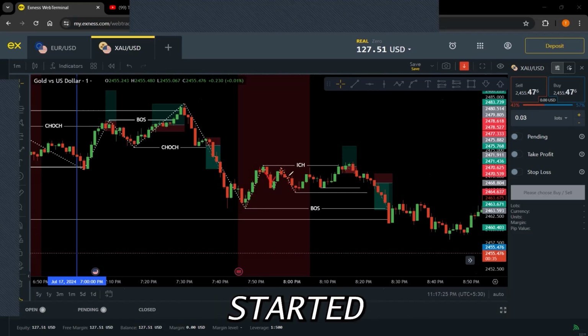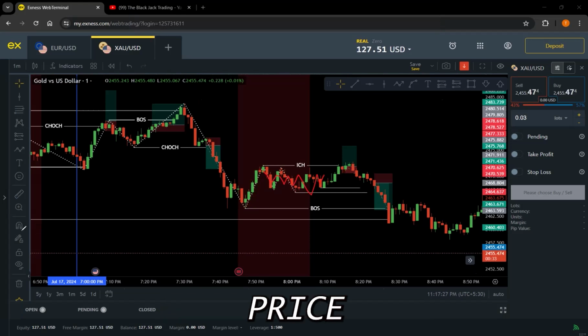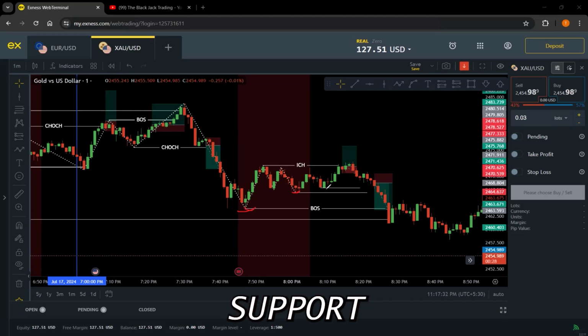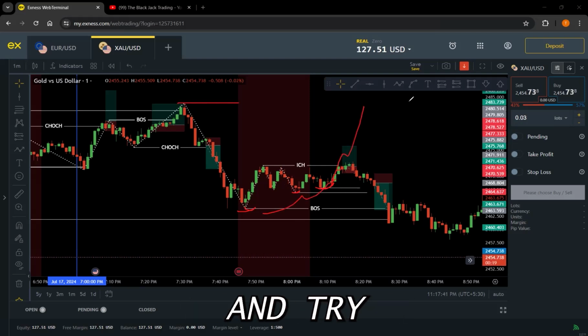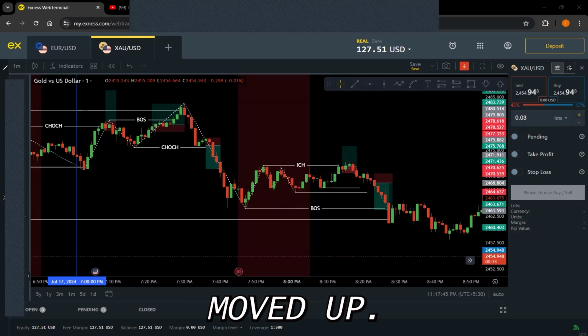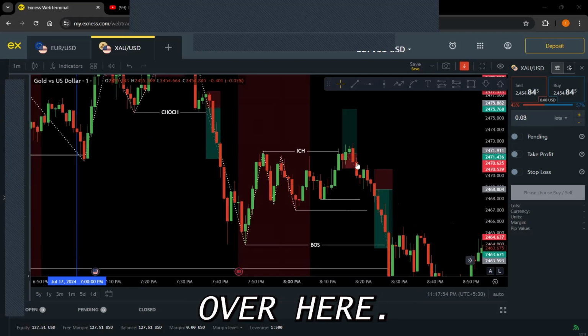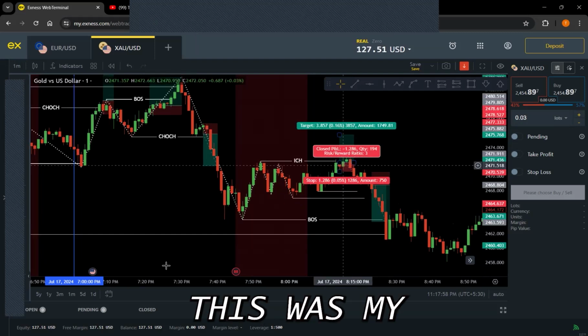But then the price suddenly started consolidating, and in this consolidation, the price was creating a series of higher highs. First the price created a support over here, then a major support over here, and then another support over here. And then the price took out this major momentum towards the upside. Based on the survival of these higher lows, I thought the price would try to move upside and take out this liquidity. However, it didn't happen. The price actually moved up and swept the upside liquidity over here. So this was my last trade.